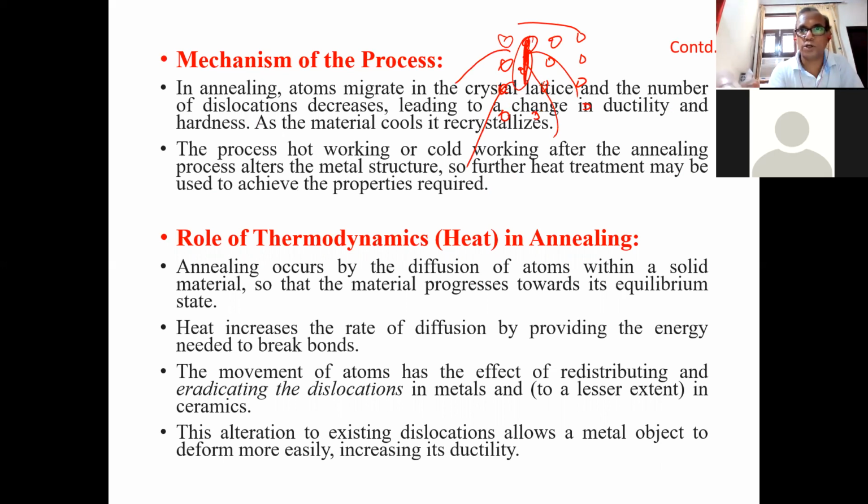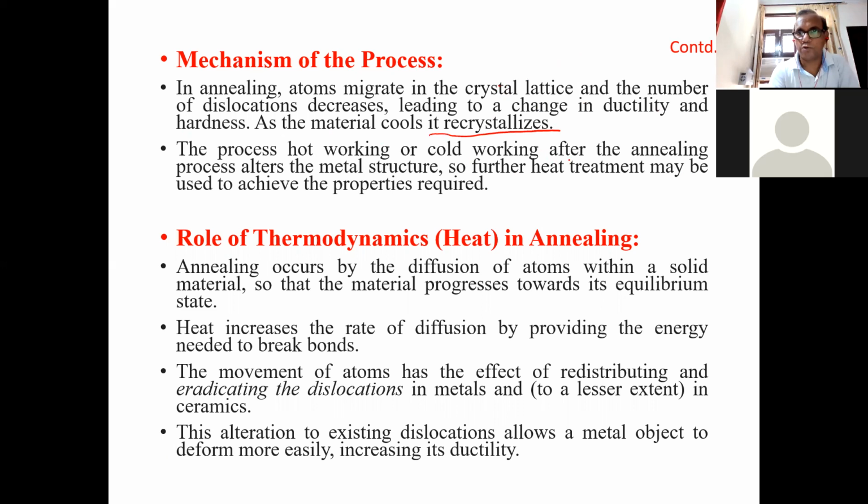और उससे क्या होगा? डिसलोकेशन खत्म. जब एटम माइग्रेट कर गए सही जगह पर जहां उनको होना चाहिए था, तो डिसलोकेशन खत्म हो गया. This means what happened? परफेक्ट बन गया. परफेक्ट हो गया तो उसकी ductility changes, leading to change in ductility and hardness. As the material cools it crystallizes. This is the mechanism, है ना?